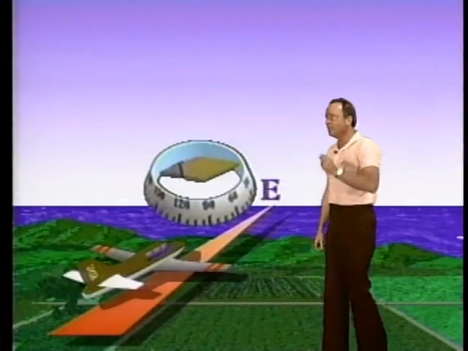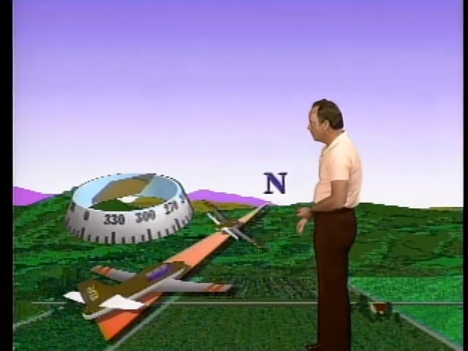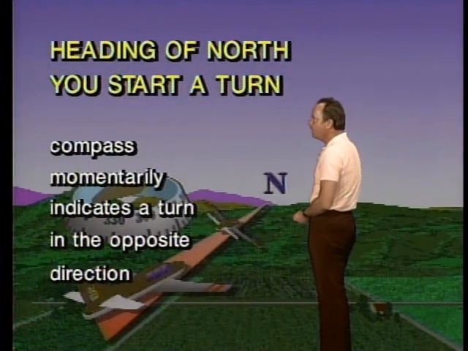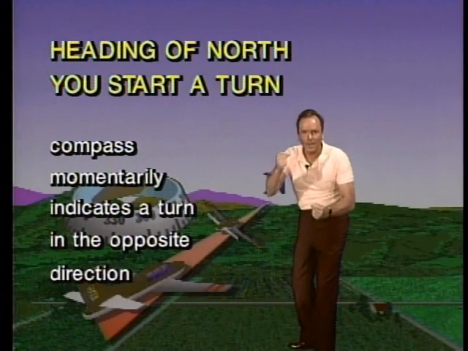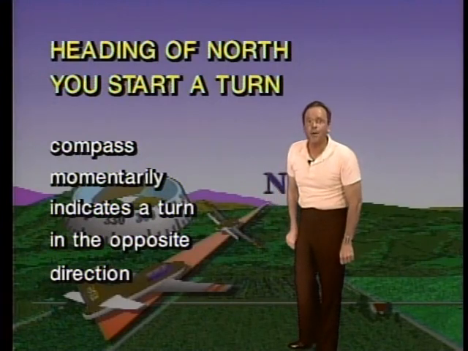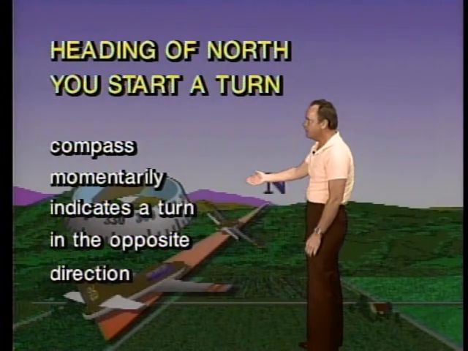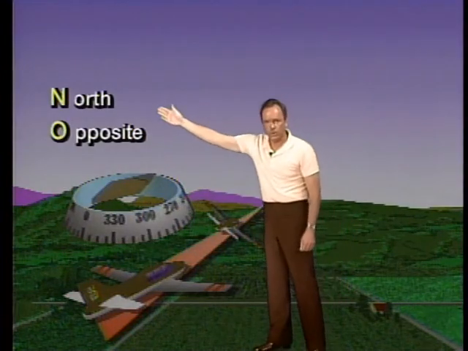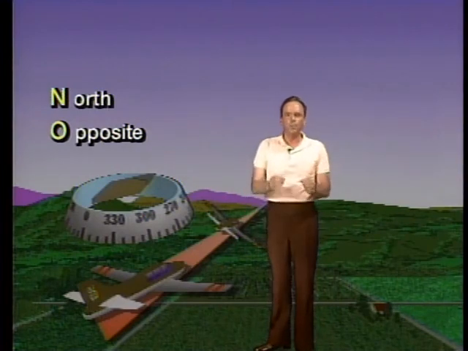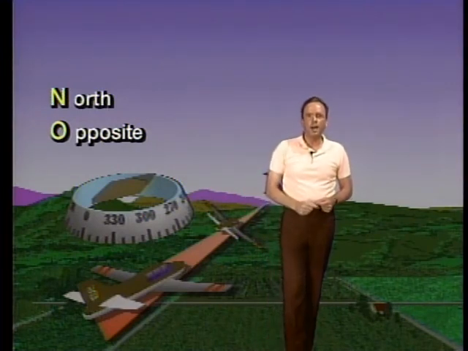Okay, now let's take a look at the next thing we want to talk about, and that is compass turning errors. Compass turning errors occur only on north and south headings, and here's the way they work. If you're on a heading of north and you start a turn in one direction, the compass momentarily indicates a turn in the opposite direction. And the word we use to remember that is the word NO: north, opposite.